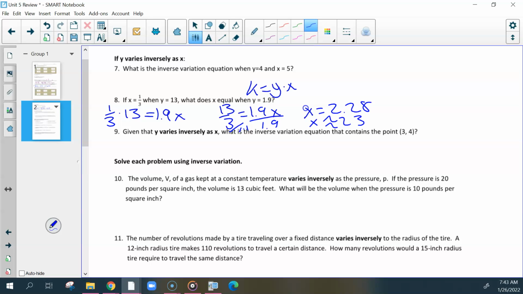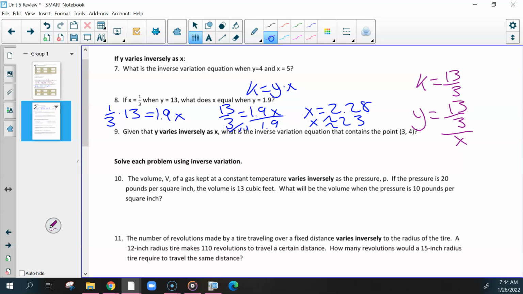If you wanted to do it the other way, you just have to be careful with your fractions. Because to find your equation, you would still do your y times x, which would still give you 13 over 3. But then when you put that into your other equation, your inverse equation is y equals k over x.